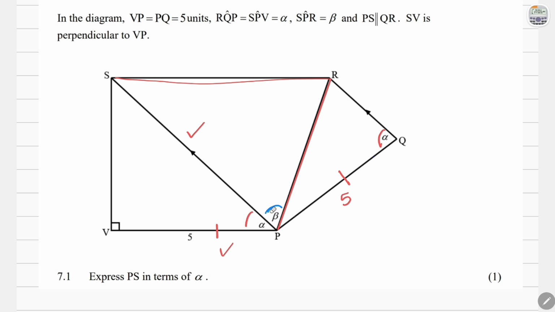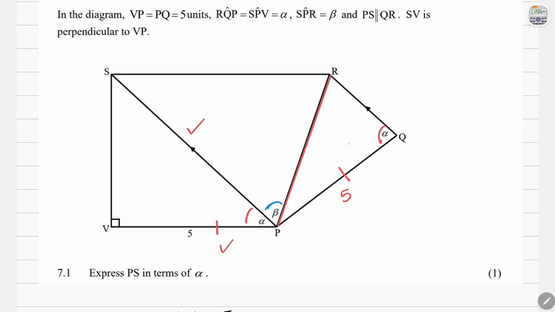And you see that to use beta, you would need SR. So this triangle may not be a good idea. Let's focus on this triangle over here. To use PR, we would need the angle opposite PR, which is alpha, and that's great. But inside this triangle, we don't have anything in terms of beta. But remember that they have given us parallel lines. So these lines are parallel, meaning if you find alternate angles, those angles are equal. So this angle, angle QRP, is also equal to beta.